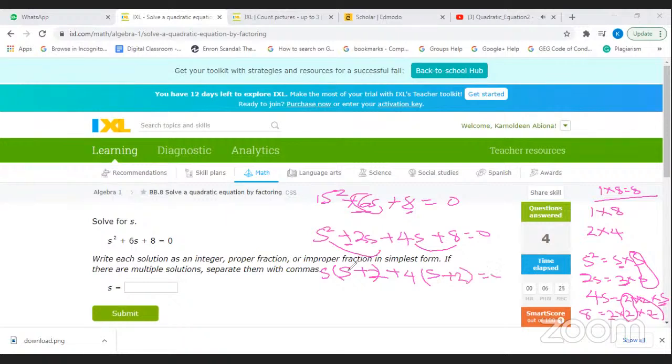equals 0. So from there, x plus 2 is common to the two groups. So bring it out, x plus 2. Then what do we have left here? x plus 4 equals 0. So x plus 2 equals 0, or x plus 4 equals 0. So here x will be equal to minus 2. The other one, x will be equal to minus 4. So our answer is minus 2 comma minus 4.